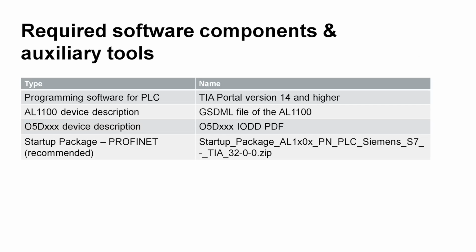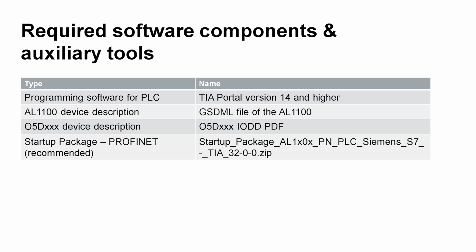Besides the hardware, we also need some software and auxiliary tools to make the whole process work. As mentioned in the previous slides, TIA portal is the programming software for the S7 PLC from Siemens. It brings the hardware and the software world together. The GSDML file of AL1100 describes the I/O link master in the PLC. It adds the master to the hardware catalog in TIA portal.